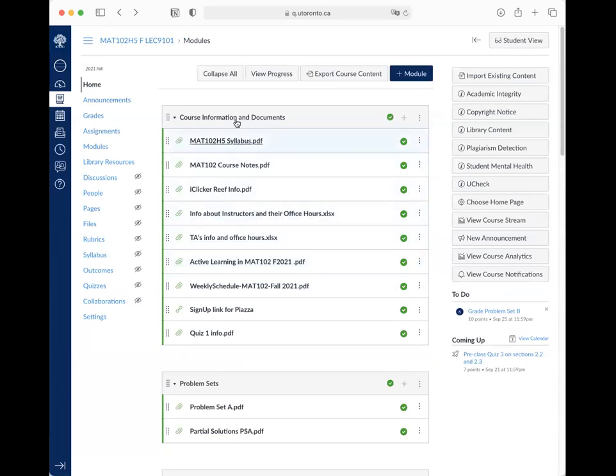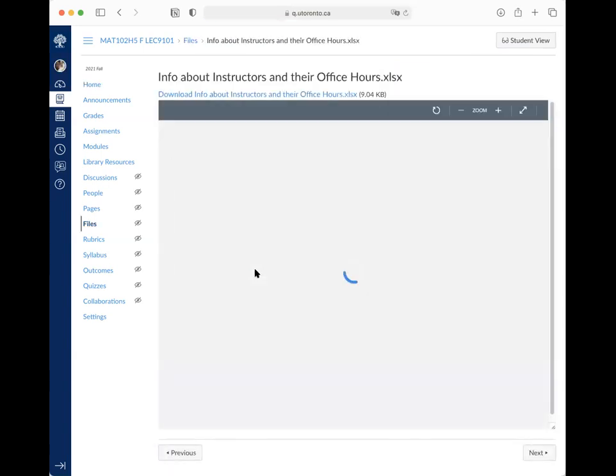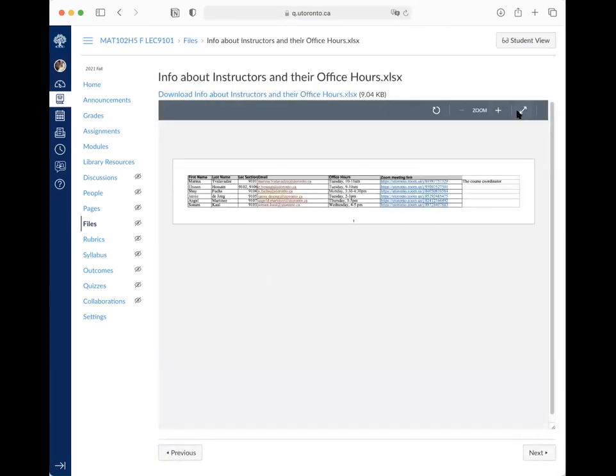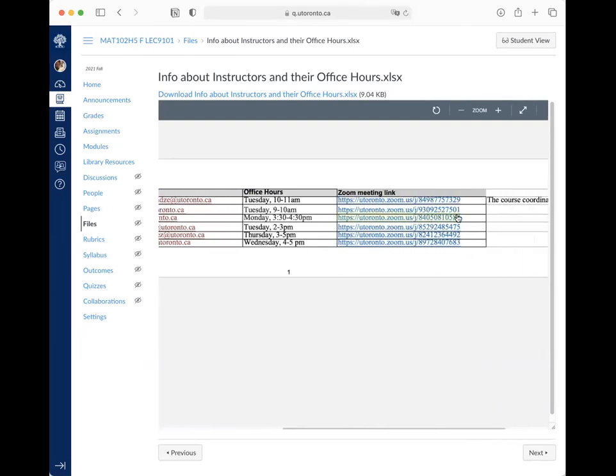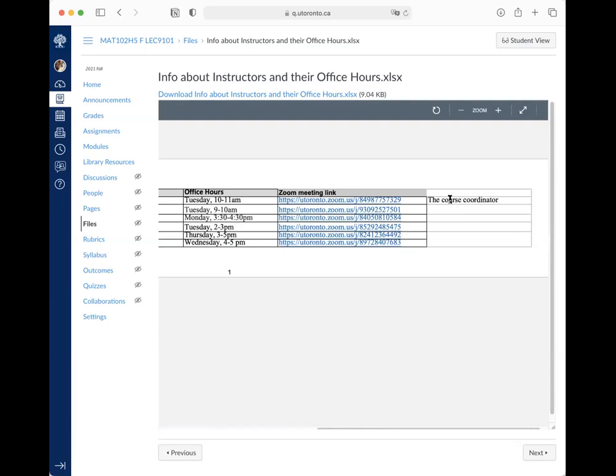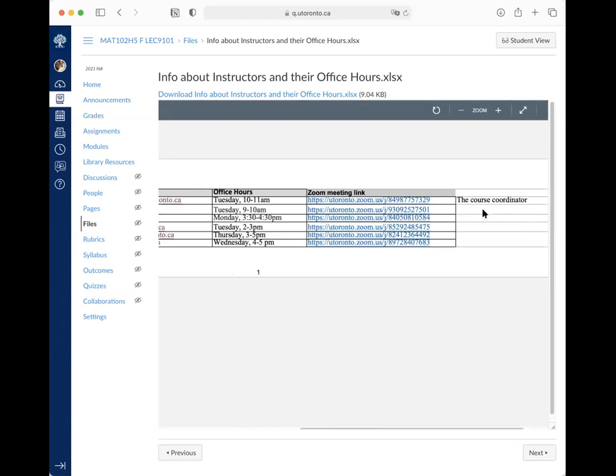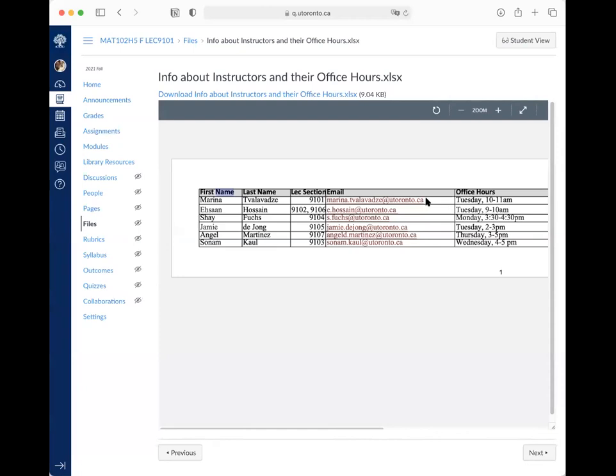Okay, so look here, guys. Info about instructors and your office hours. Click this and zoom in. You'll see that there is a professor, the first one, called Marina. She is the coordinator. Look here, the course coordinator. So if any of that happens, you email her. Her email is right here.